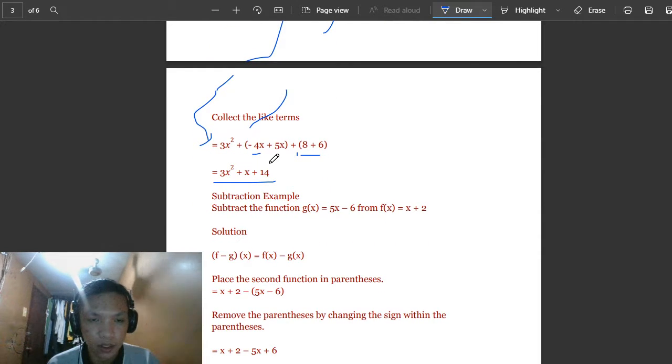3x squared plus x. Okay, negative 4x plus 5x is x. Then, 8 plus 6 is 14.